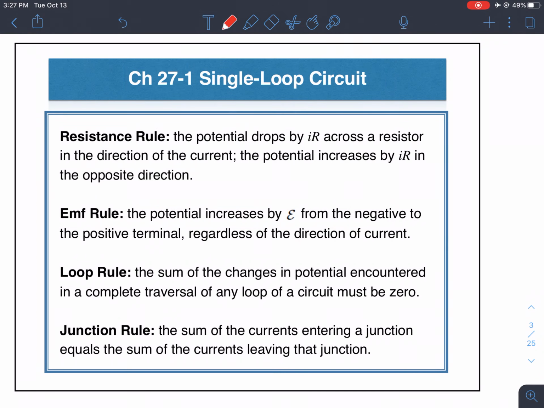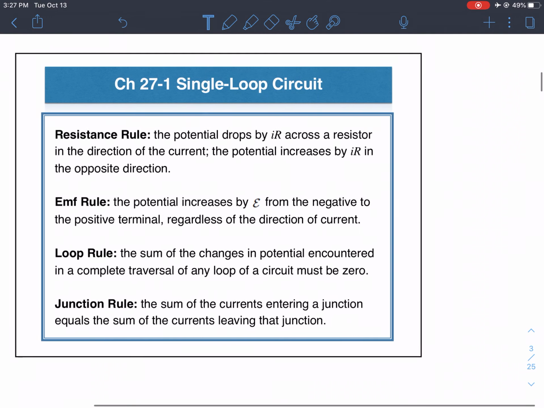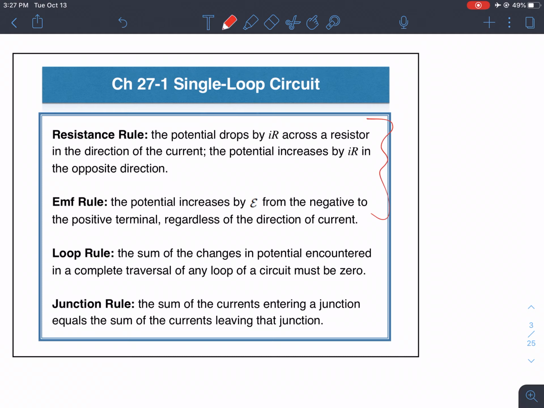Okay, so we are talking about some rules, and we did mention some of them already. So a couple things here. These two are related to how the potential changes. One of them is across a resistor, the other one is across a battery or EMF source.